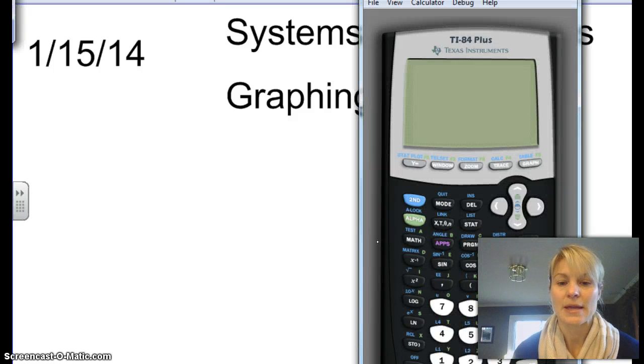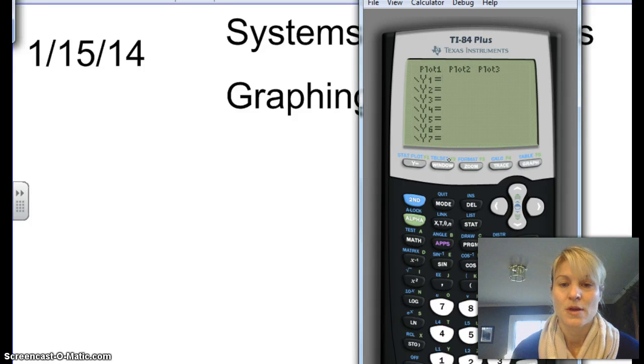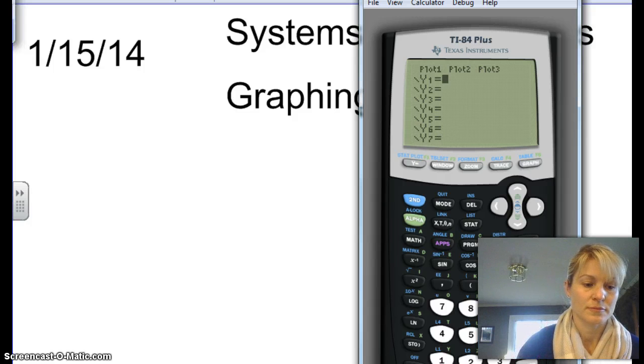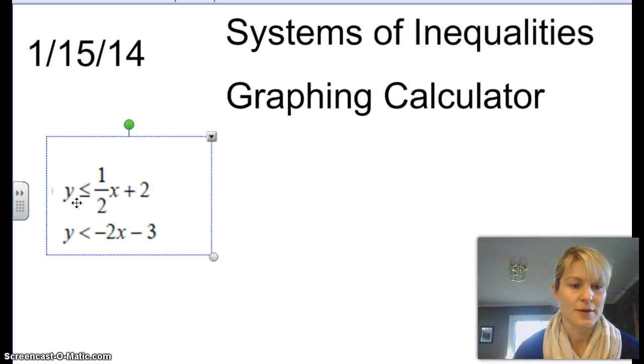I want to look at how we can use some of these equations in a graphing calculator. So if we look at this one, turn it on, and go to my y equals for graphing inequalities. Okay, so let's look at this problem to the right here. We have y, and then we have an inequality. We have 1/2 x plus 2.